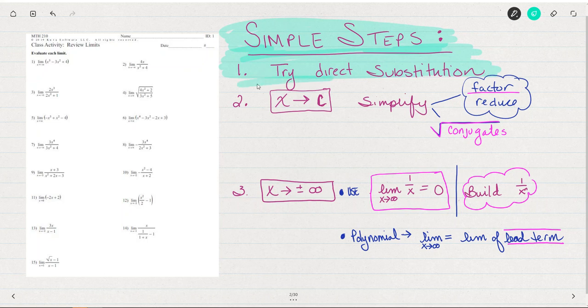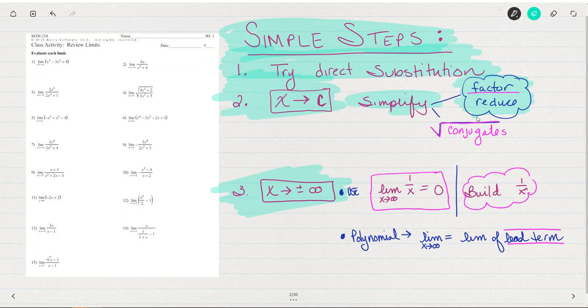The next step is to look at whether we have an x approaching a constant or an x approaching infinity. And here's where we've got two different paths that we'll follow. Now, if x is approaching a constant and direct substitution gives us a problem, and that problem is usually a 0 in the denominator, try one of these two tools. Simplify either by factoring and reducing.